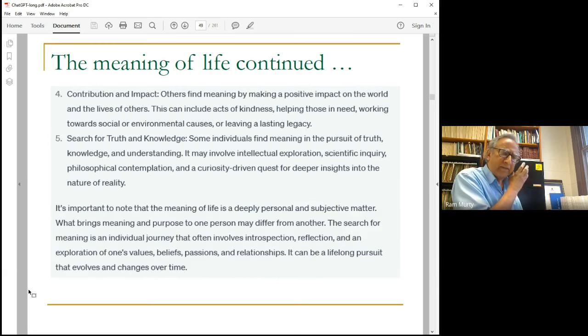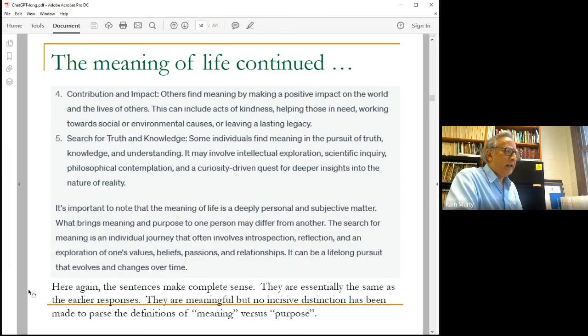Now, this is all very fascinating. The sentences are completely coherent. They make complete sense. They're essentially the same as the earlier response. They're meaningful, but no incisive distinction has been made to parse the definitions of meaning and purpose. I'm not trying to pick on ChatGPT. I'm just trying to tell you, by these examples, we're going to figure out exactly how it's working.